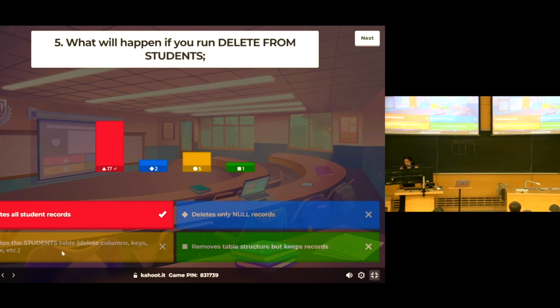And so this is not correct. Delete only null records is obviously not correct. Remove table structure but keep the records. How is that even possible?